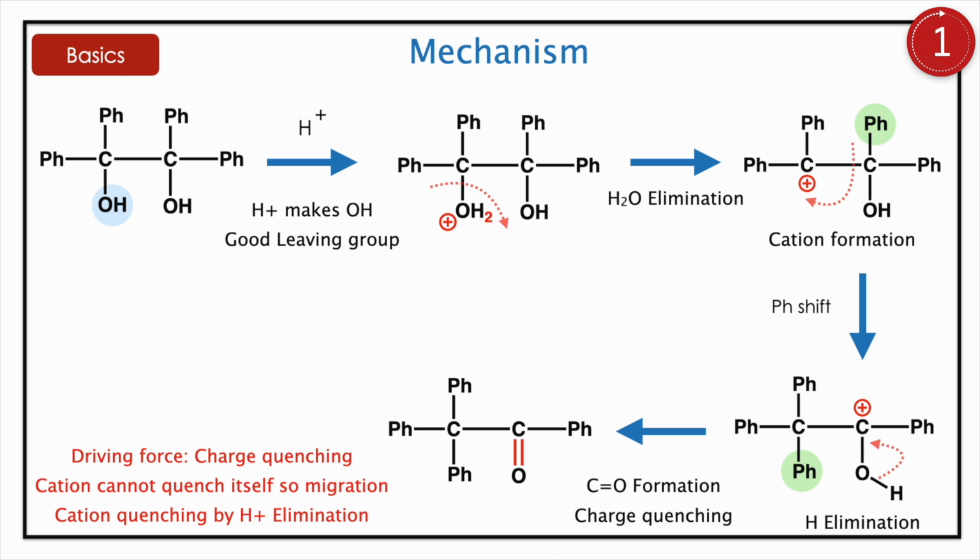The cation forms near the alcohol. The cation can be quenched as a ketone by hydrogen elimination. So you end up with a ketone here. The driving force for the rearrangement is charge quenching, because charges are unstable. To quench the cation, a group migrates and is quenched as a ketone. A simple mechanism covering all the basics.